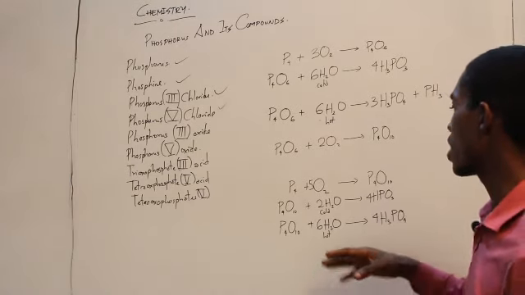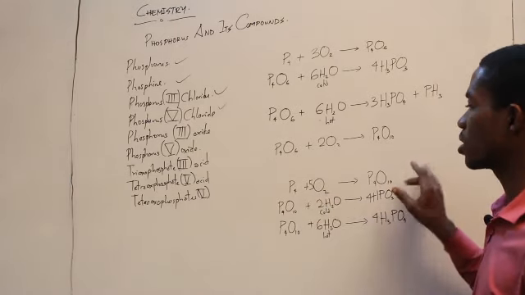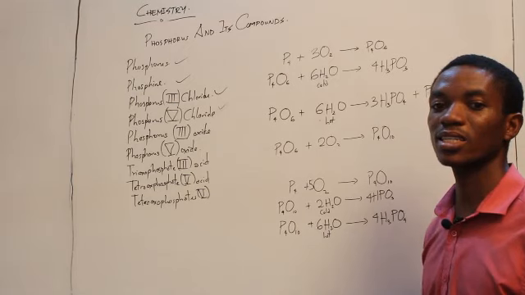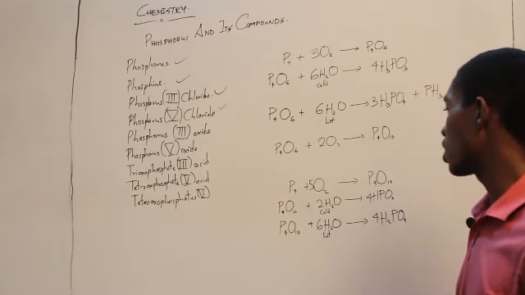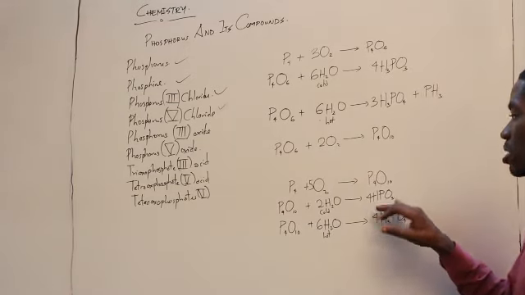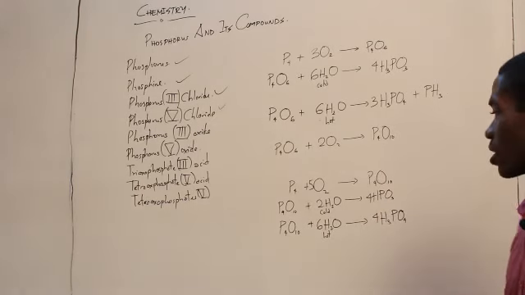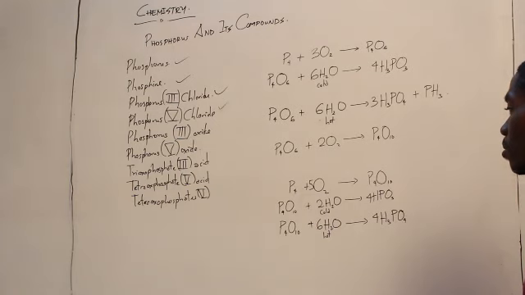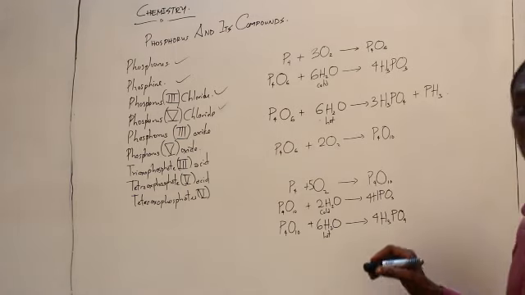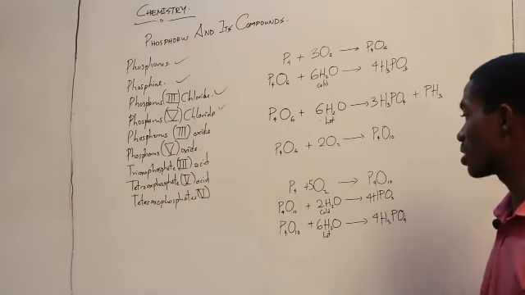In the presence of excess air, phosphorus 5 oxide will form from phosphorus 3 oxide. If you react phosphorus 5 oxide with cold water, it would produce this particular acidic component. It's an acid salt. That's what it produces: the trioxophosphate 5 acidic salt.